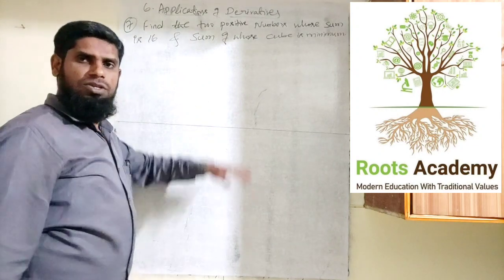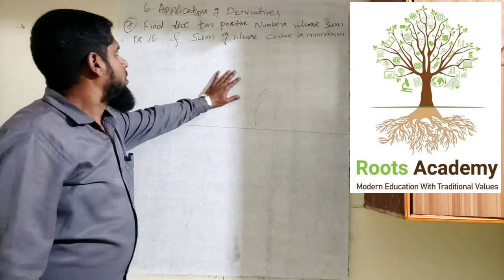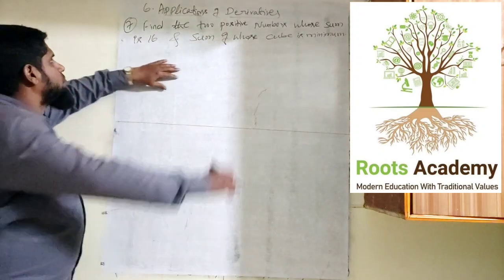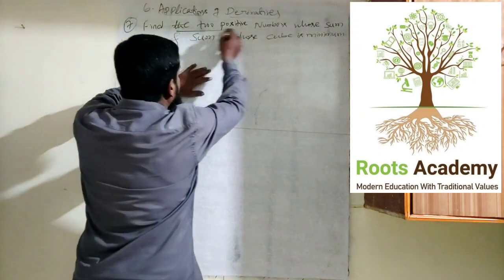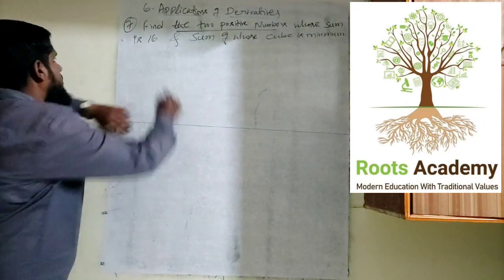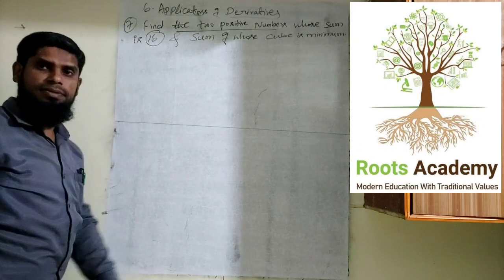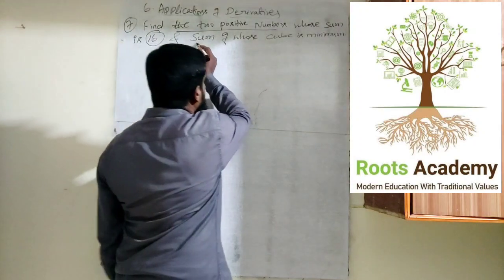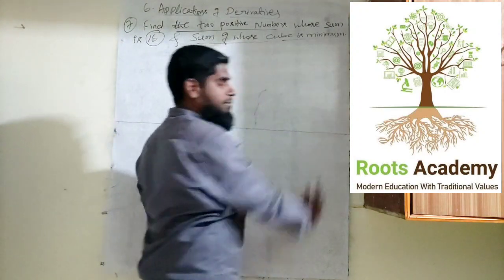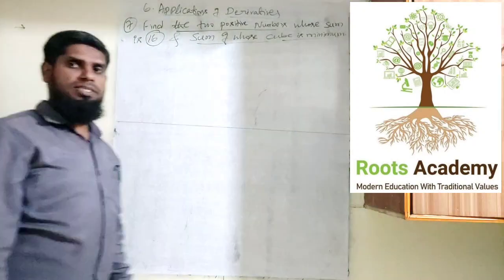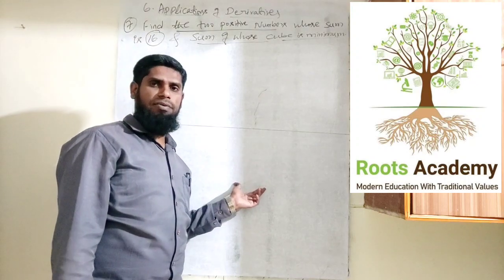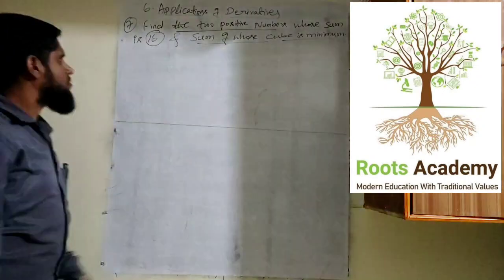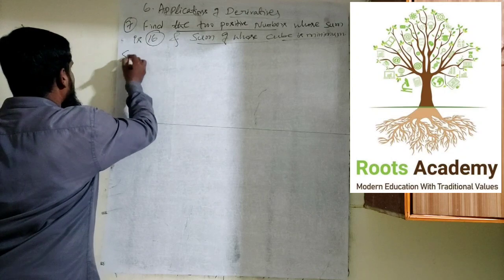So this is also a bit similar to the previous problem. This also is asking us to find the two numbers whose sum is 16 this time. That is the first condition. What is the second condition? The sum of whose cubes is minimum. Minimum in the sense we should prove the second order derivative is greater than 0. Okay, let us solve this.